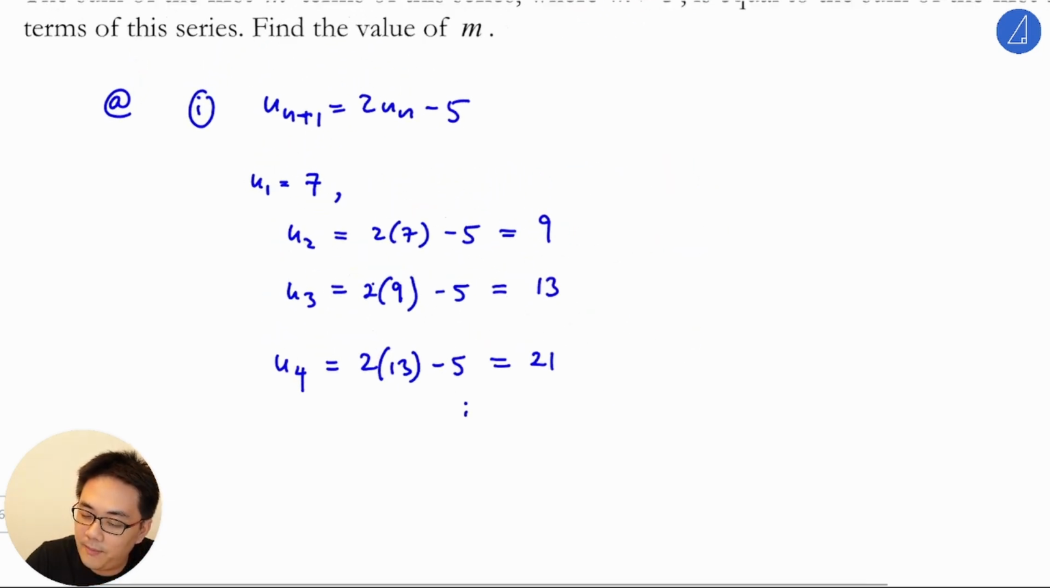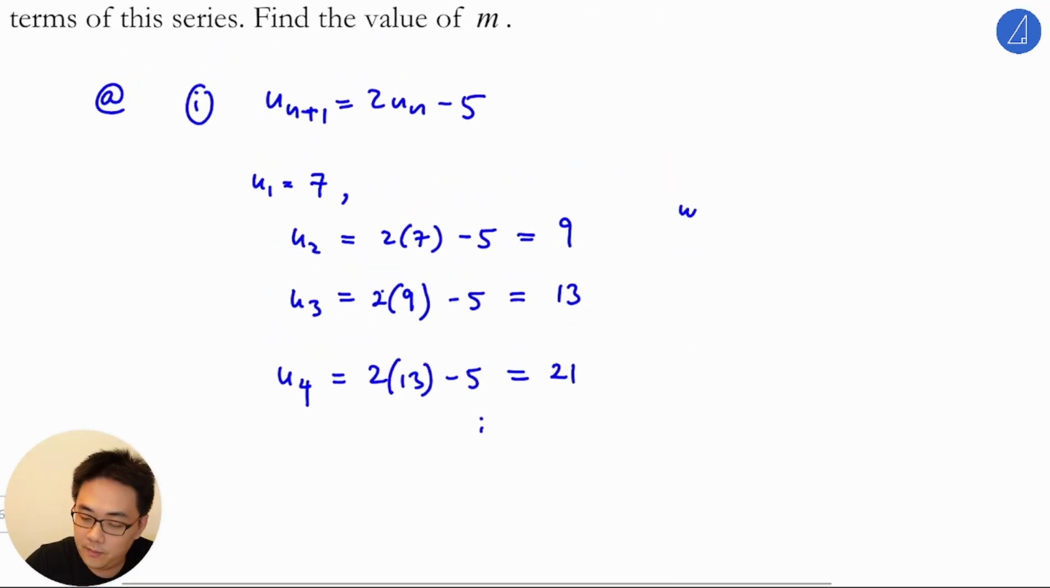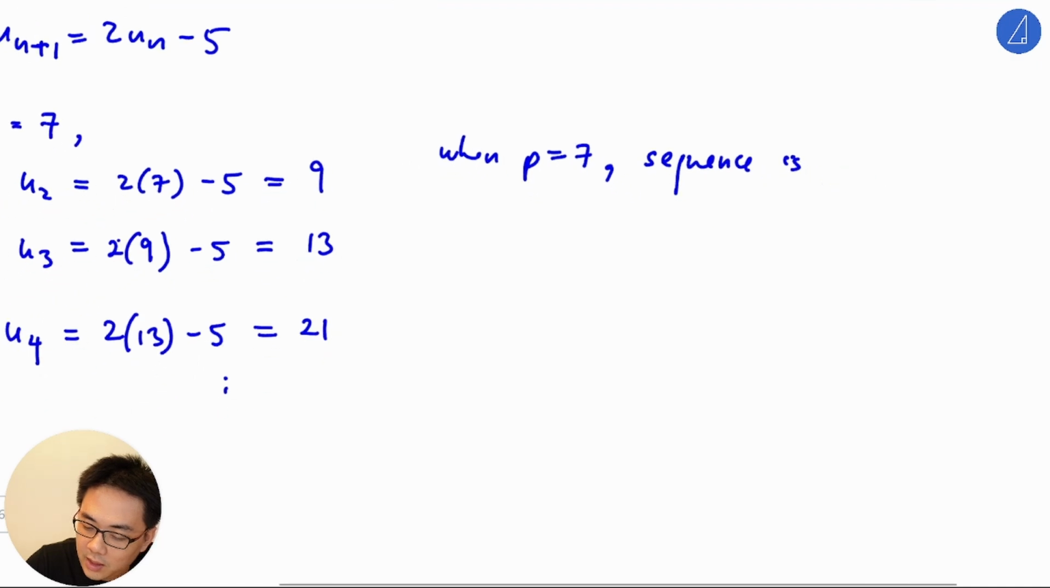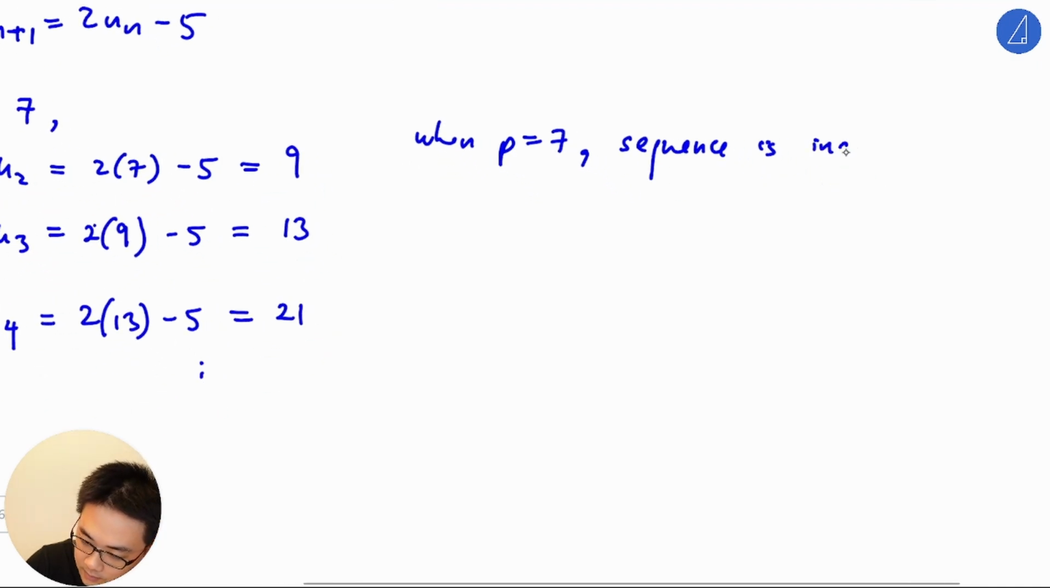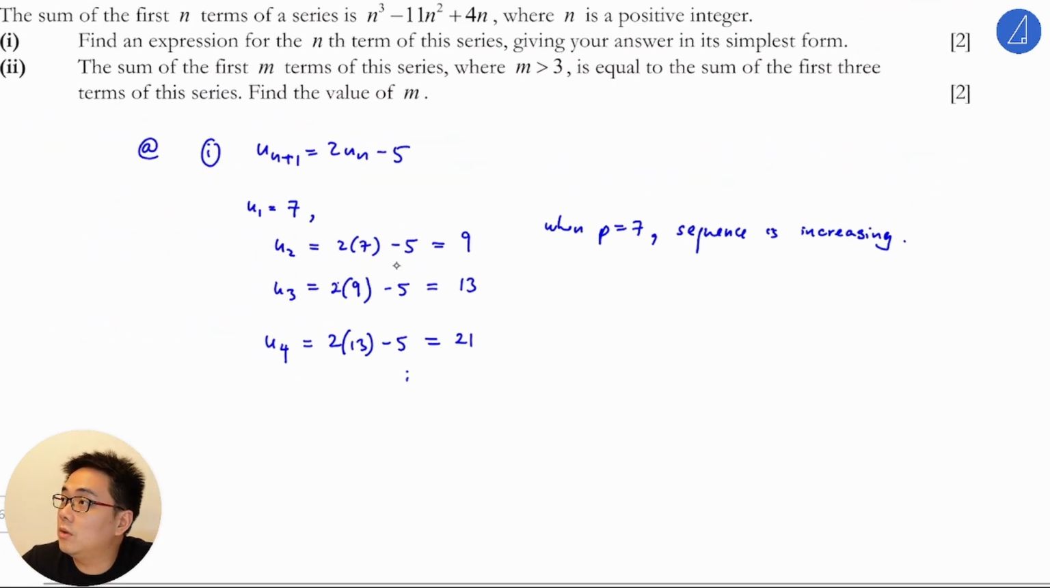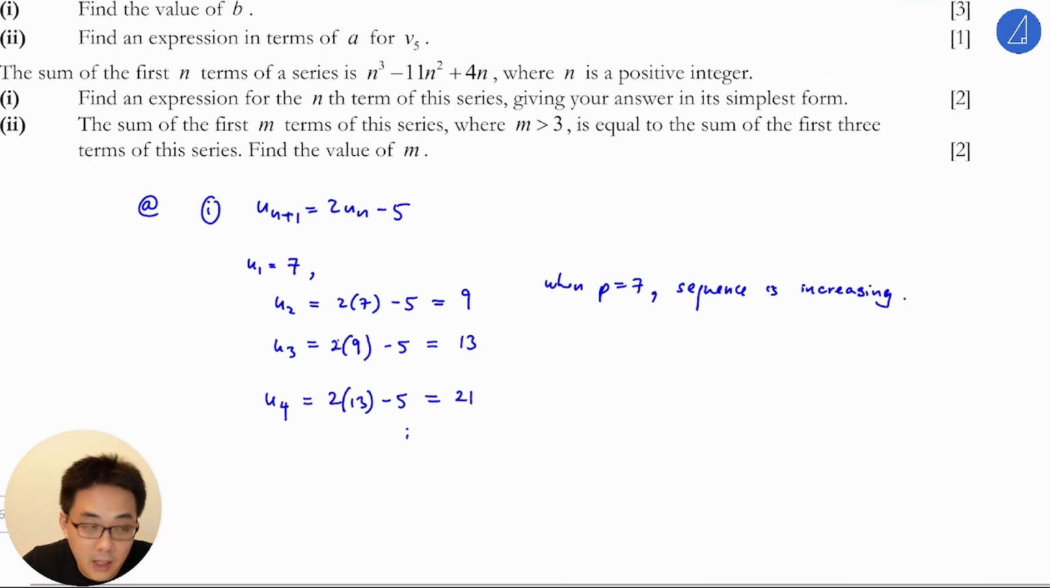Okay, you can see that when P equals 7, the sequence is strictly increasing. It's just U1, 7, 9, 13, 21, and so on. So you just do that. That's A.